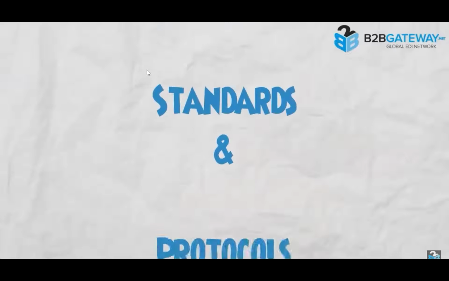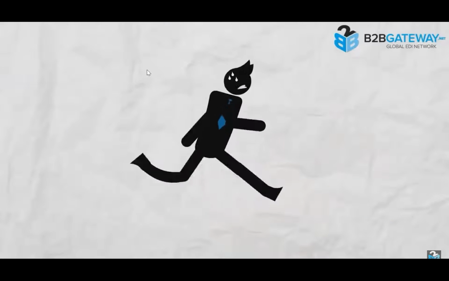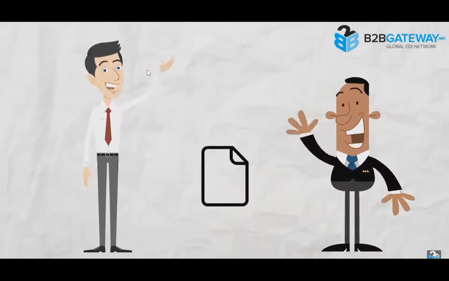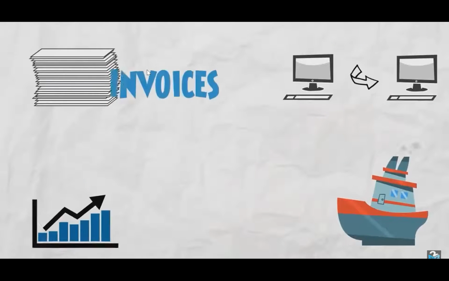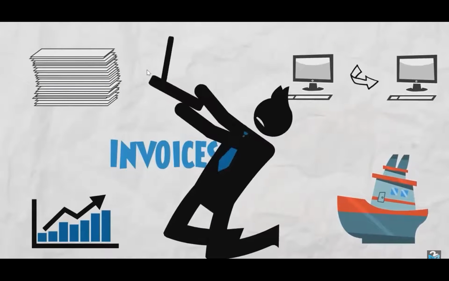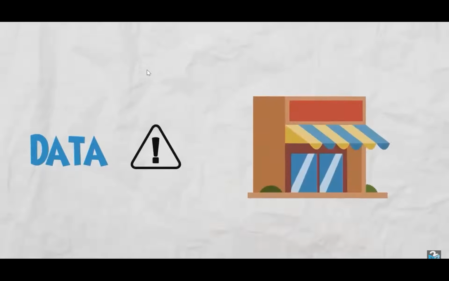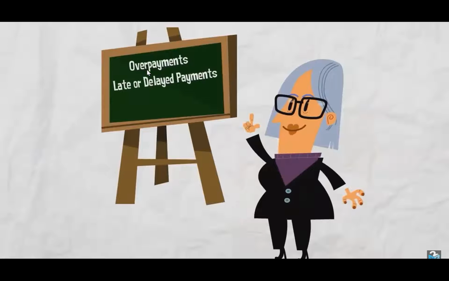There are standards and protocols that need to be followed in order to successfully exchange documents between your organization and your trading partner. It can become difficult and frustrating when you are trying to do it on your own. It is very easy to lose control over the entire document flow, especially when your organization takes part in supply chain processes. Data errors have a negative impact on your business. Errors can include overpayments, late or delayed payments that affect your revenue and level of customer service.